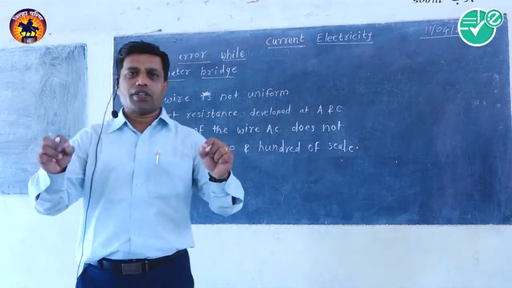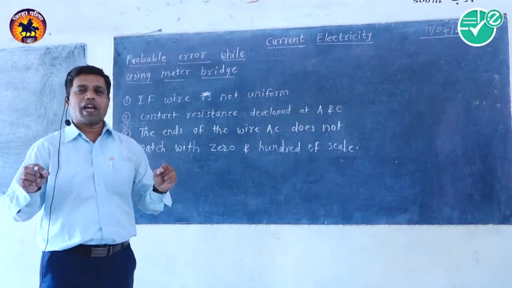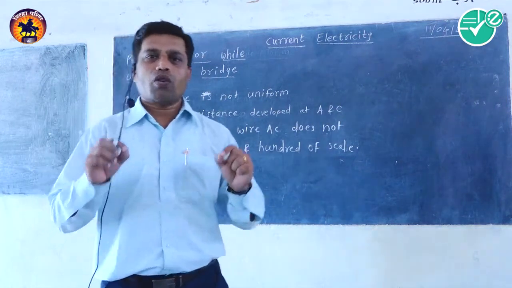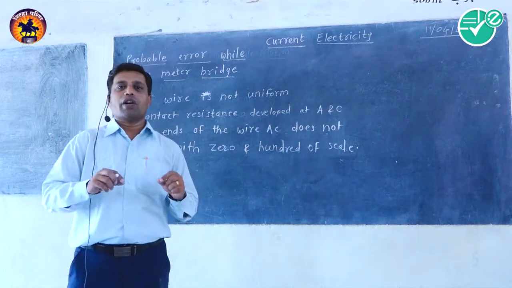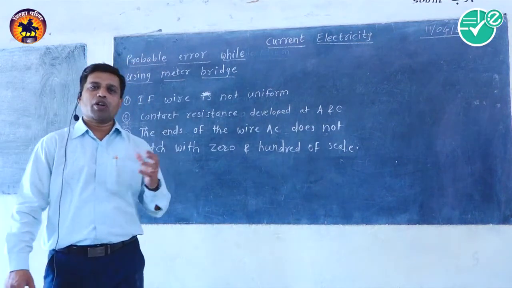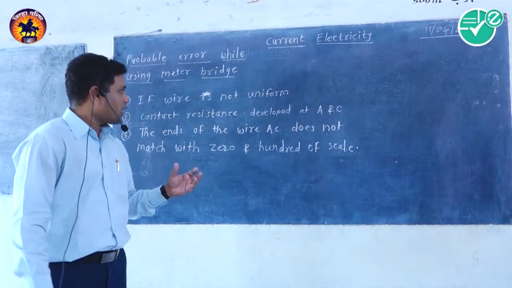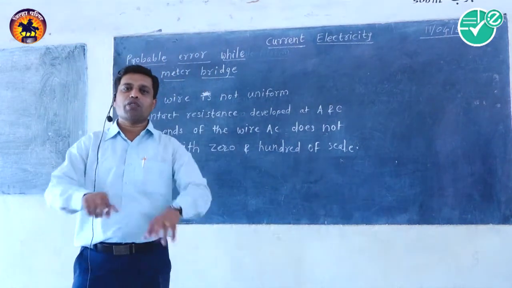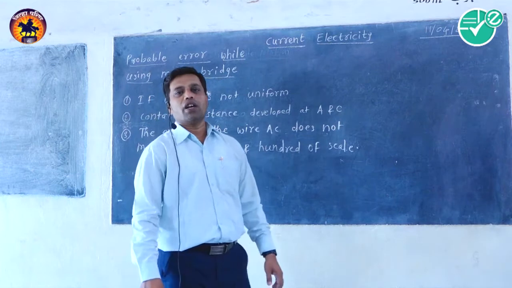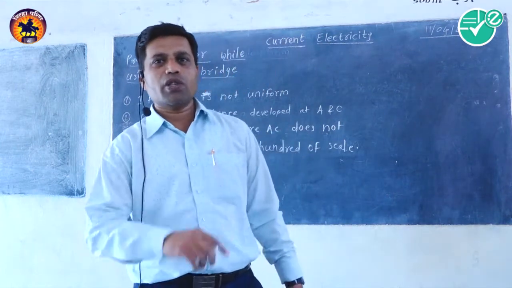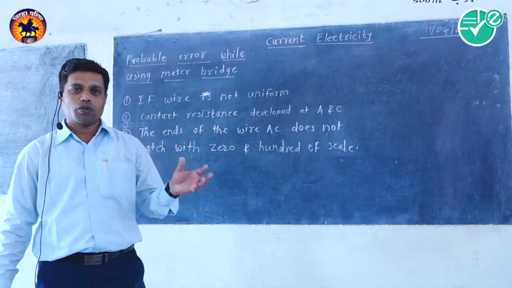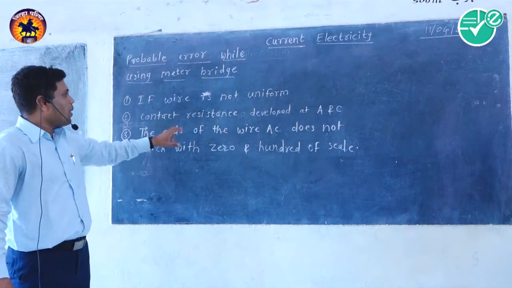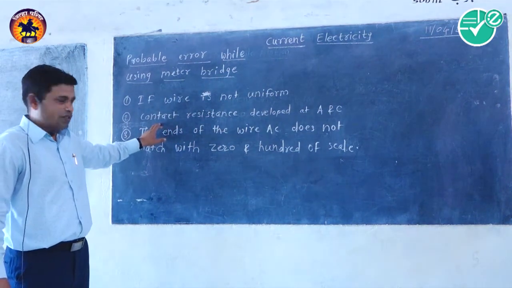Now, contact resistance developed at A and C. As we know, the wire is soldered or screwed at the two copper strips C1 and C2. At those points C1 and C2, contact resistance will develop, and this contact resistance develops an error in the measurement of the unknown resistance X. To avoid this, after 2 or 3 readings you have to interchange the position of the unknown resistance X and the known resistance, that is the resistance box. If you interchange the position of these two components, the contact resistance developed by the instrument becomes less.